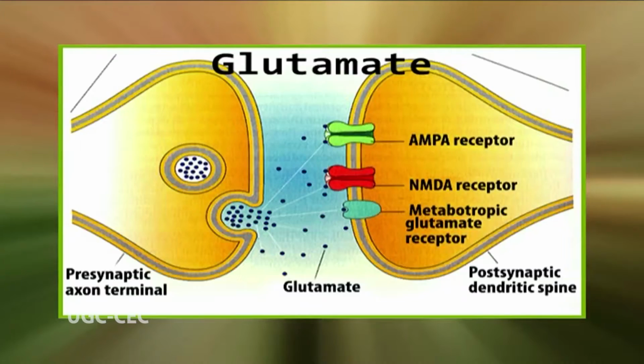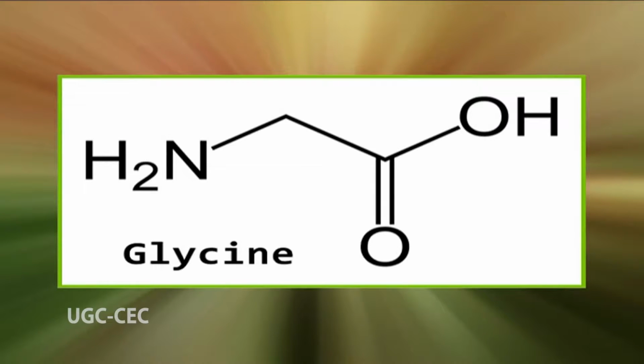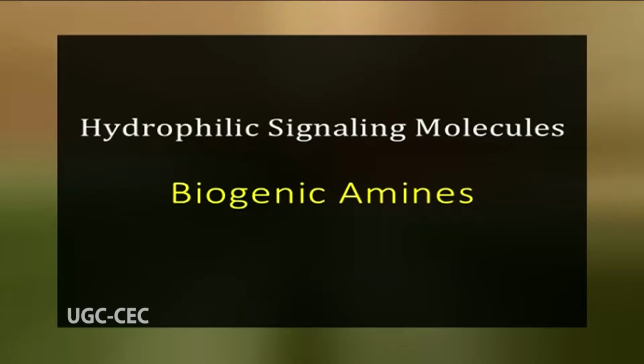There are 4 amino acids that function as signal molecules. All 4 are neurotransmitters that are synthesized and stored in vesicles by the neuron that release them. They are glutamate, aspartate, glycine, and gamma-aminobutyric acid. Number 2 is the biogenic amines.